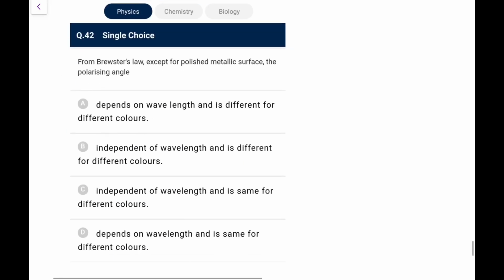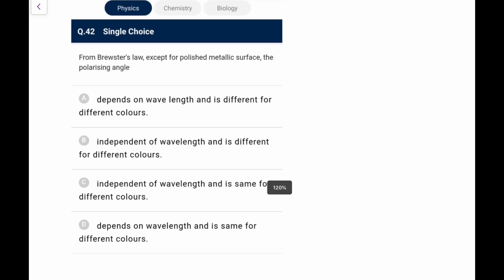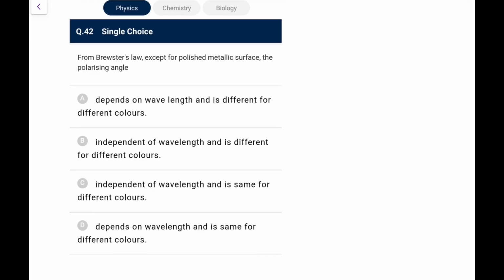Next. From Brewster's law, except for polished metallic surfaces, the polarizing angle, you have done this, because it depends on mu. Therefore, it depends on wavelength and is different for different colors for sure. Okay. Next.